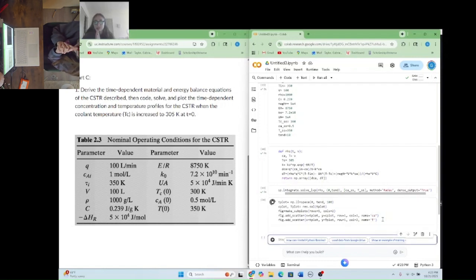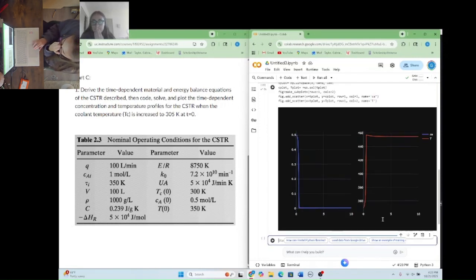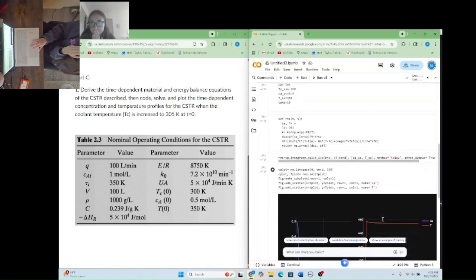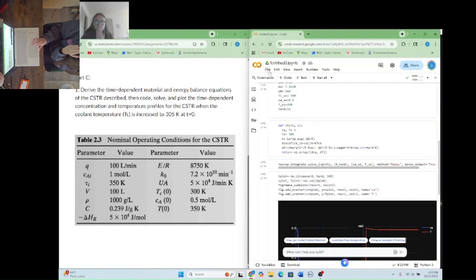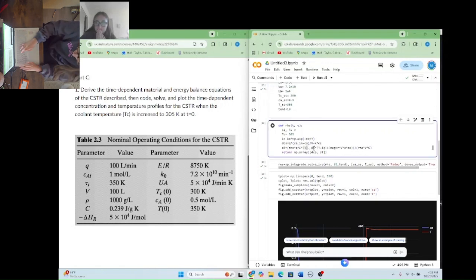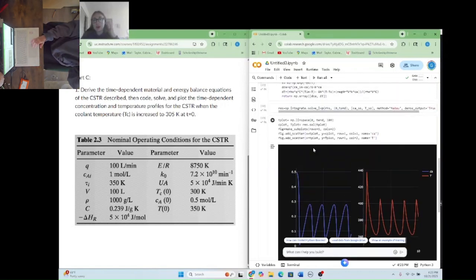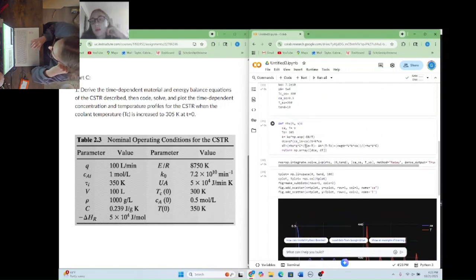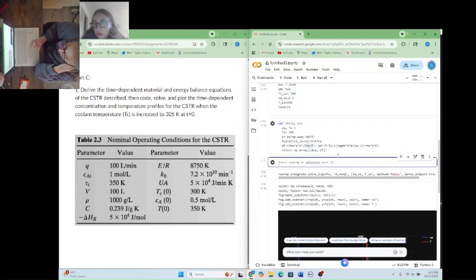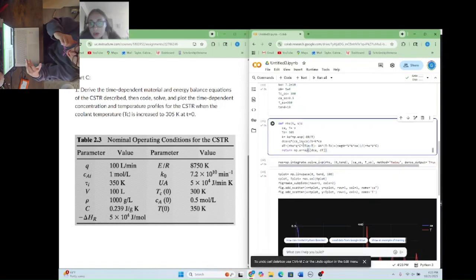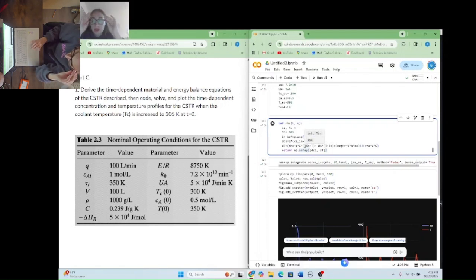Let's see what this is going to give us. So this is incorrect. Okay, so the mistake here was up here. Okay, so the mistake here was made as Tn minus T, not T minus Tn, okay? So that was the problem with that code.